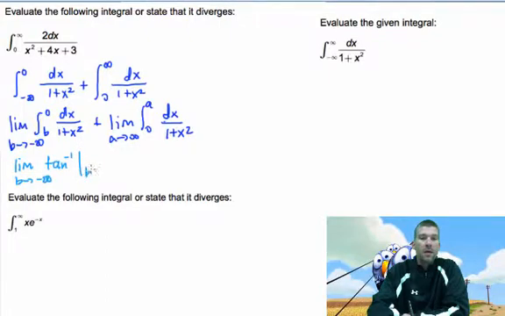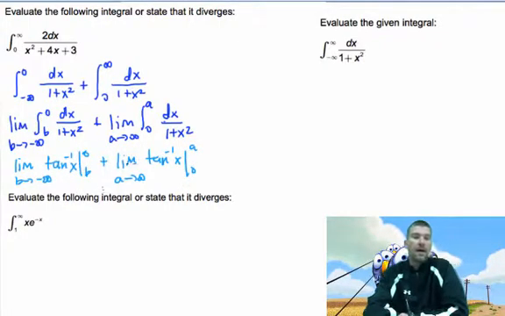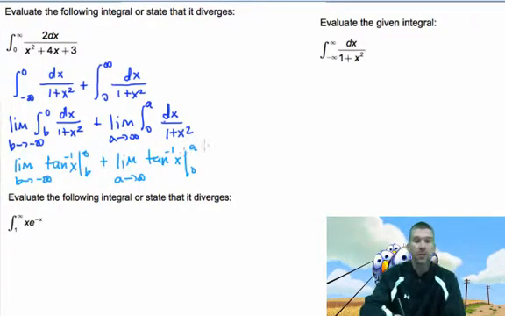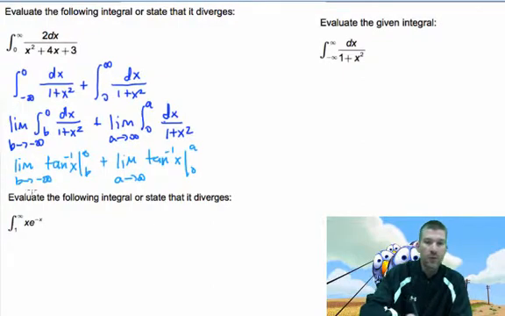from b to 0 plus the limit as a goes to infinity of the arctan from 0 to a. And let's get x in both of those. So now we have to sort that part out, which can be a little challenging. So we'll take it one spot at a time.